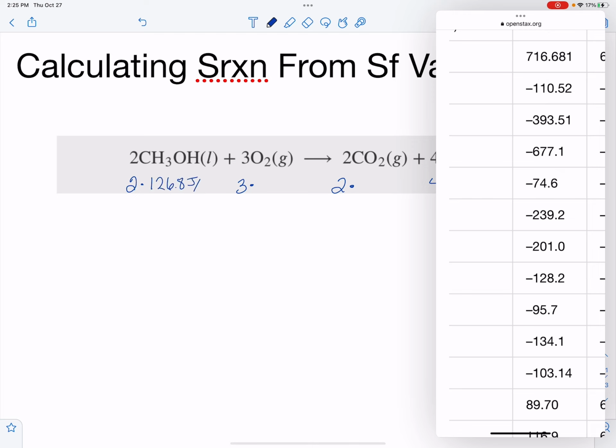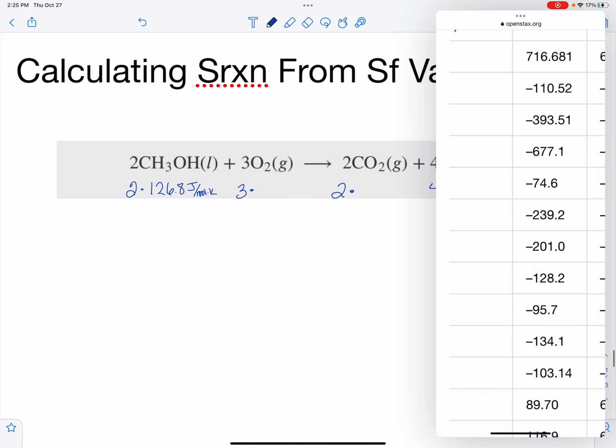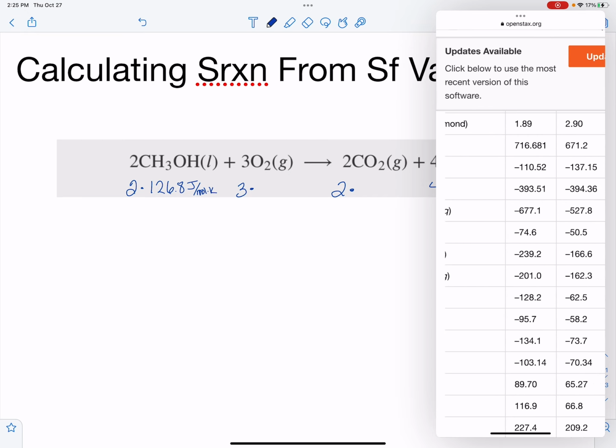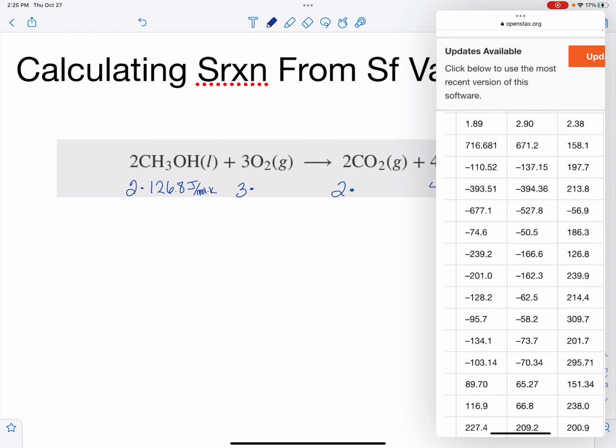And if you go to the last video, you'll be reminded that that is the unit. And before I move on from carbon, I'm going to do the CO2. So CO2 as a gas, again, I gotta go over, is 213.8.